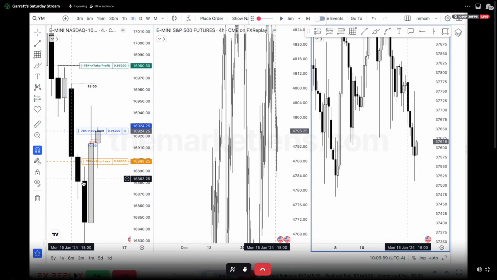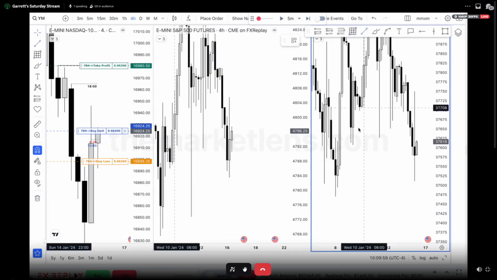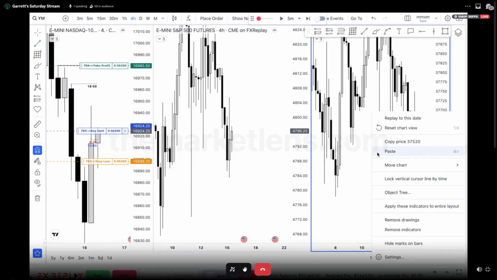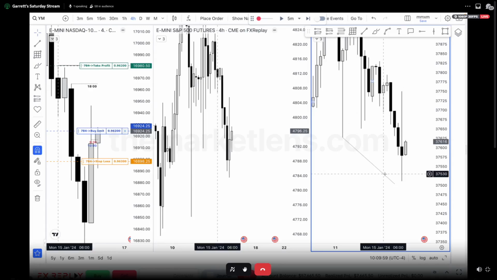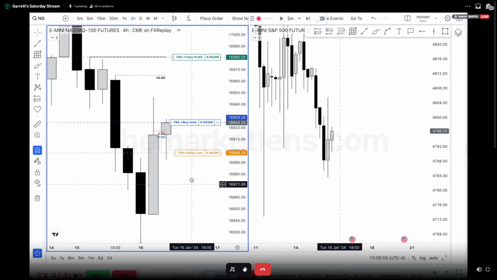YM, does it take out anything? Okay, so YM has a divergence here. Or was it with this low? You get my point. It's not really that correlated though, so we're not even going to be focusing on that. Let's keep it simple here.